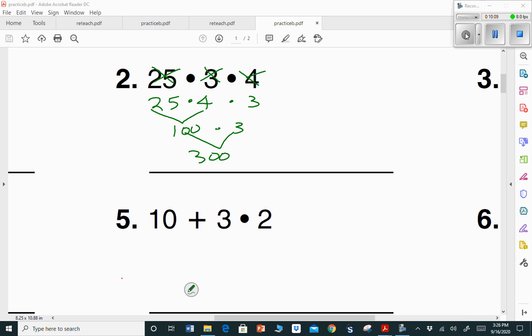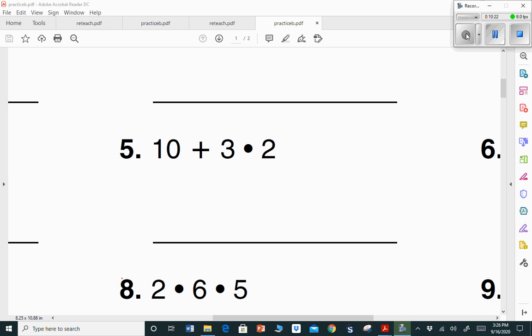So do you see how if you look for this multiplication here makes 100, that's easy to multiply with. So be looking for things that make 10 or 100. They can make your work easier. On number 5, I just go ahead and do 3 times 2 is 6 because the order of operations tells us to do that. And 10 plus 6 is 16, not much to that one.